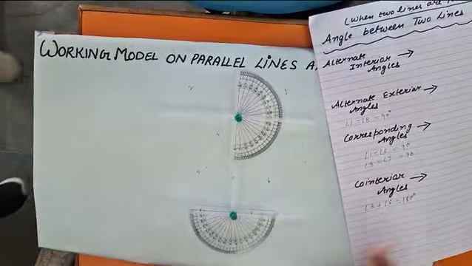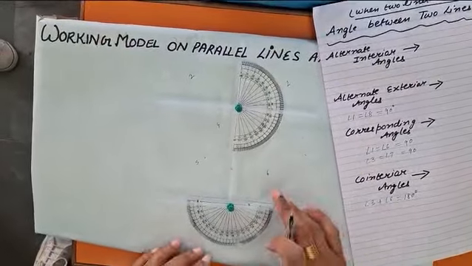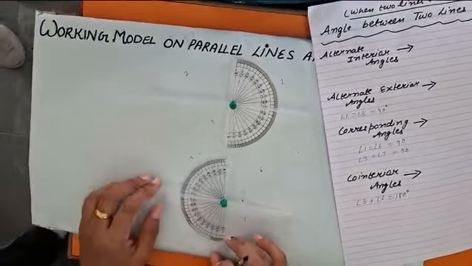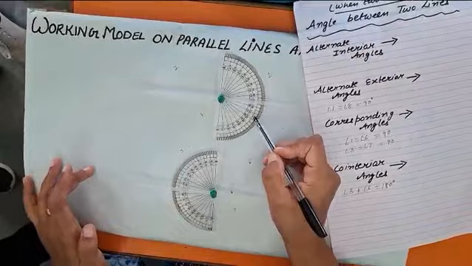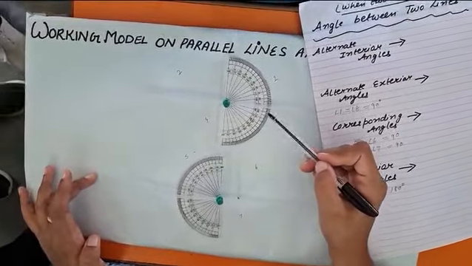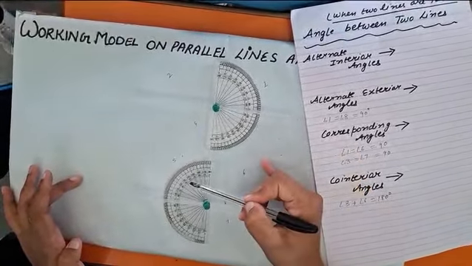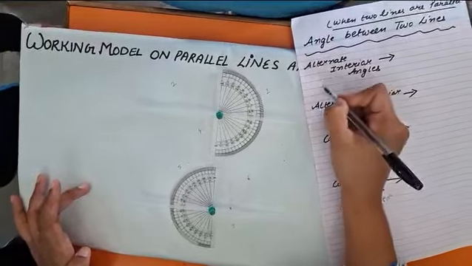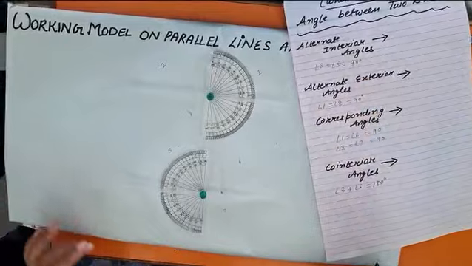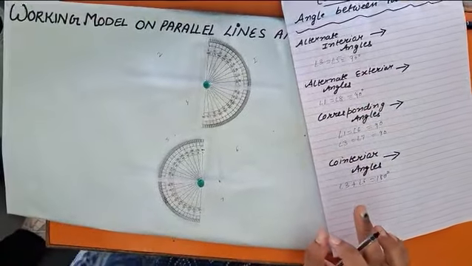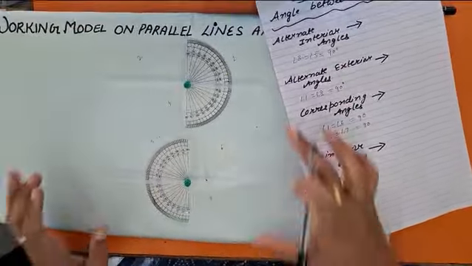So you can take different angles, and now you can understand alternate interior angles. See, angle 3 and angle 5 are alternate interior and both are equal to 90 degrees. So this is the case of parallel lines.